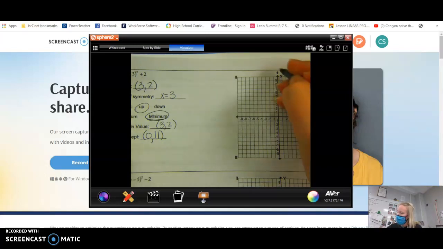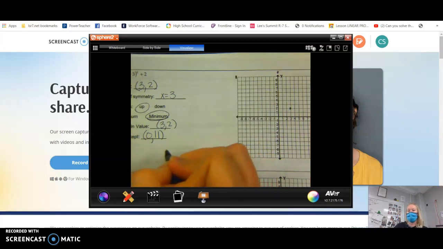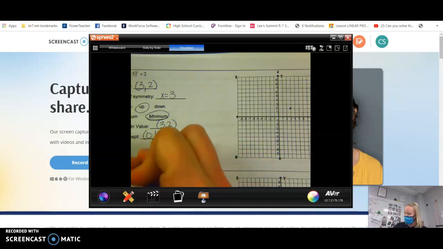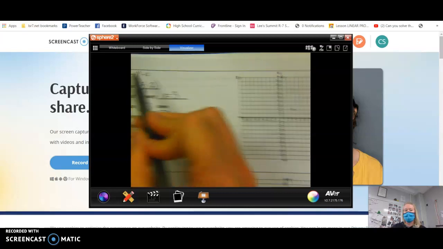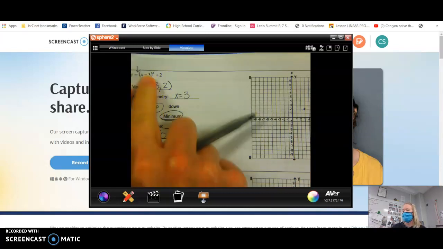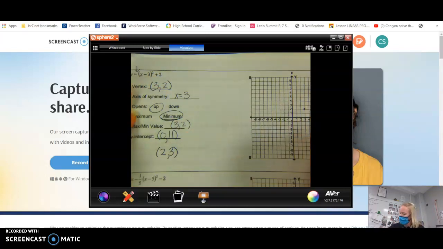Now, I need one more point in between 0 and 3. What point do you guys want to do so I can get a good graph of this? Sure, we can do 2. 2 comma. Okay, 2 minus 3. 2 minus 3 is negative 1. What's negative 1 squared? Positive 1. Positive 1 plus 2 is 3. So we point it over 2 up 3.